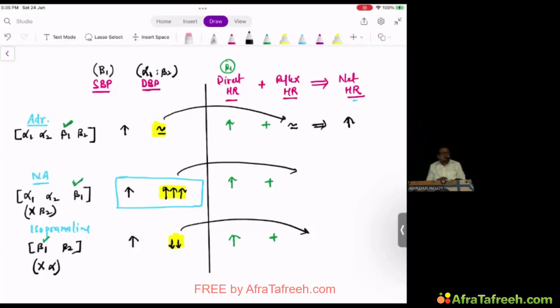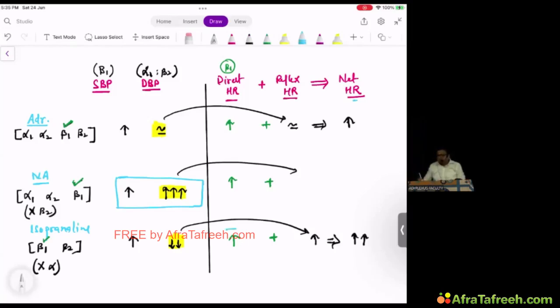Look at isoprenaline, the third drug. What is isoprenaline doing to diastolic BP? So reflexly what will happen to heart rate? So what will happen to the overall heart rate? Now is the increase in heart rate the same as adrenaline or more? So now you know that isoprenaline is a drug to increase heart rate.